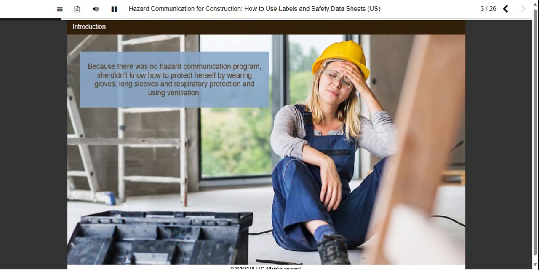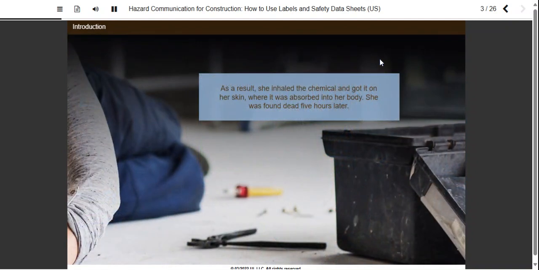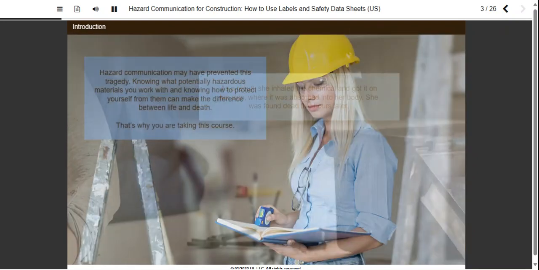She didn't realize that she needed to protect herself by wearing gloves, long sleeves, and respiratory protection. She also should have been using a ventilation system. Unfortunately, she inhaled vapors from the chemical and got it on her skin, where it was absorbed into her body. Sadly, she was found dead 5 hours after beginning to use the product.